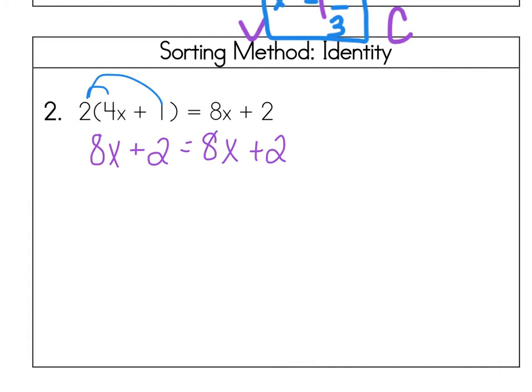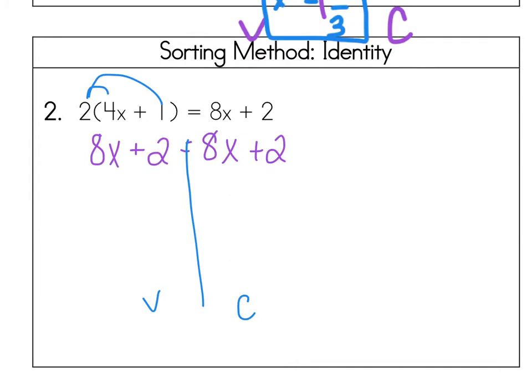But for those of you who want to go a little bit further, and it does say use the sorting method, so let's keep going with this. So I'm going to draw my line down the equal sign. I'm going to put my variables on the left and constants on the right. If you want, you can always flip that and say constants on the left, variables on the right, but usually I think having the variables on the left is better.